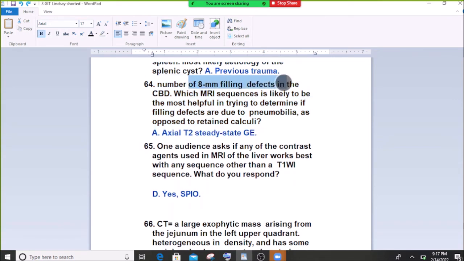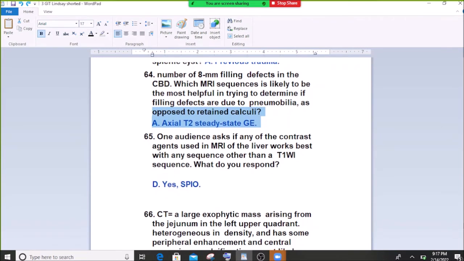So 8 mm filling defects in the CBD, and which MR sequence to determine if this is due to pneumobilia? Axial T2 steady state GE. Axial T2 gradient echo MRI.